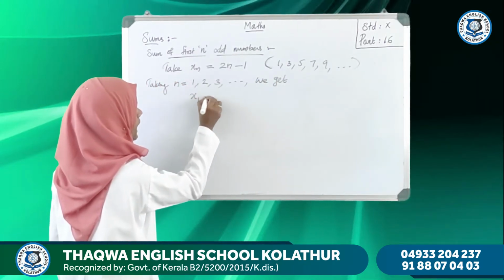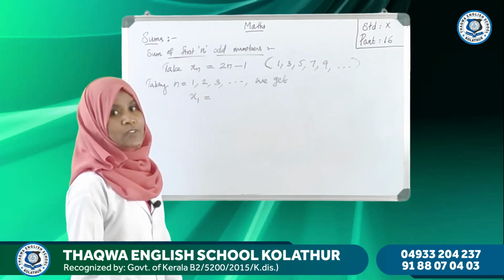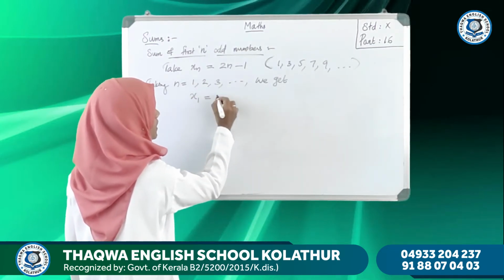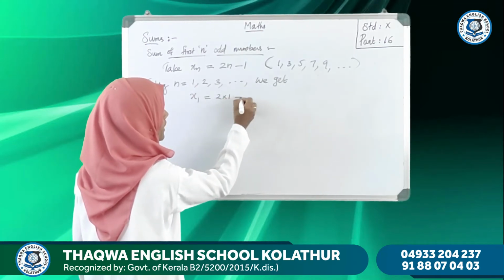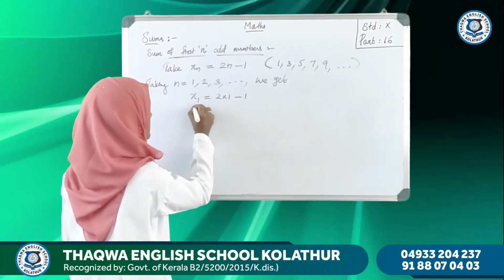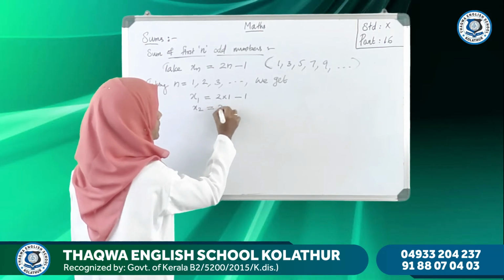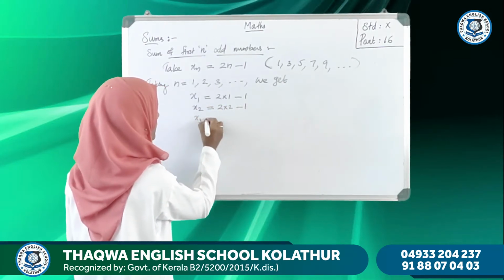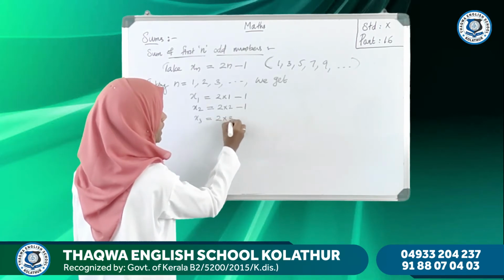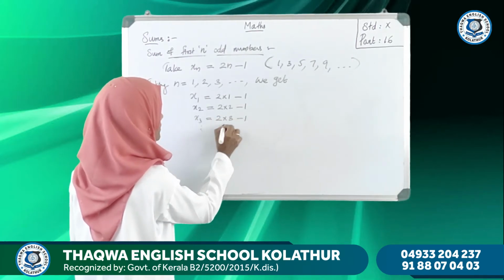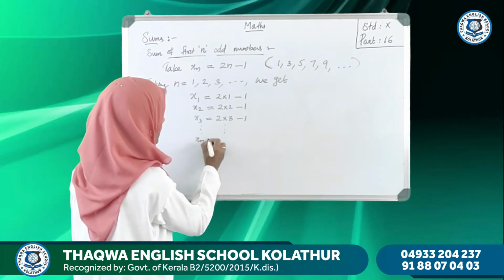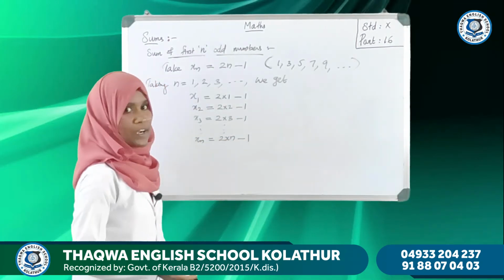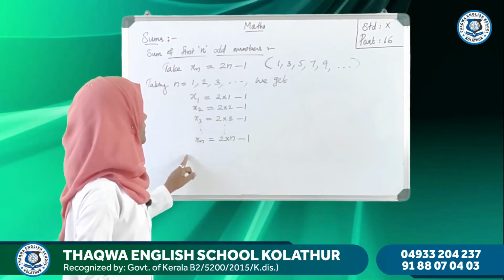We get the first term x1. Can you say what is the first term? If n equals 1, the first term is 2 into 1 minus 1. Then the second term is 2 into 2 minus 1. Third term 2 into 3 minus 1, and so on. Then xn is 2 into n minus 1. Now let us add these terms.